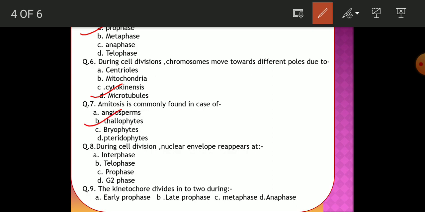So during the cell division, the nuclear envelope reappears at interphase, telophase, prophase, or G2 phase. So what is the correct answer? That is, during the cell division.